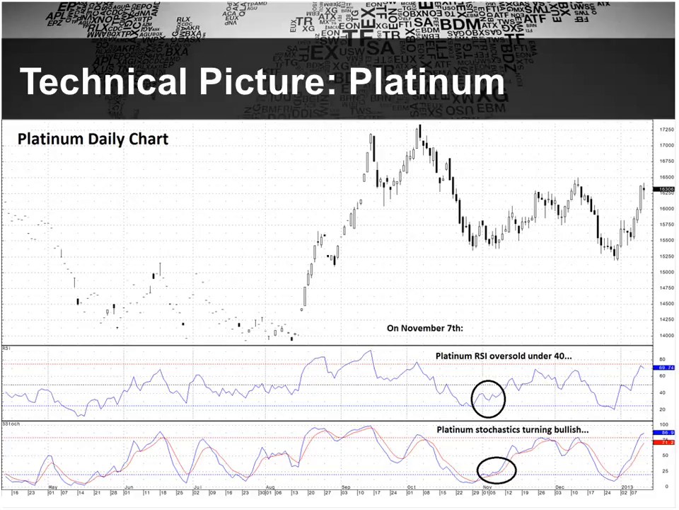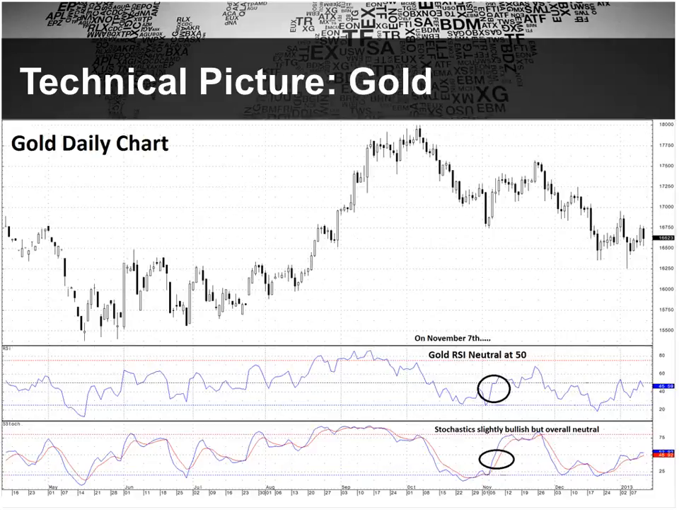If you look at the chart that's up there now, on November 7th, the relative strength index, which I like to use to gauge bullish and bearish sentiment, was slightly oversold at 40. And the stochastics started to look relatively bullish to me in platinum on the daily chart. Let's take a look at a daily gold chart. On the same day, gold was totally neutral at 50 on the RSI, and the stochastics were slightly bullish, but overall gold felt to me and looked on the chart to be in a trading range, much more so than the platinum.